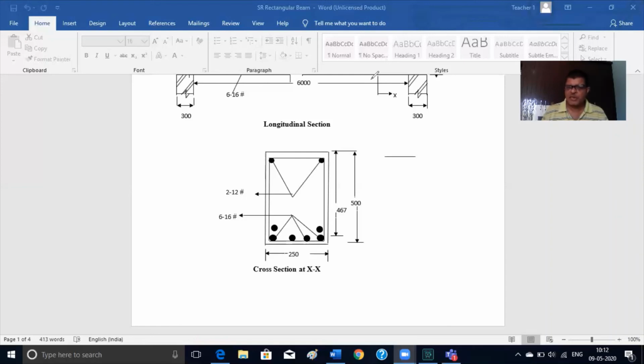With this we conclude today's discussion on single reinforced beam designs.